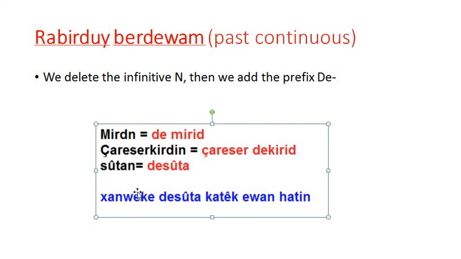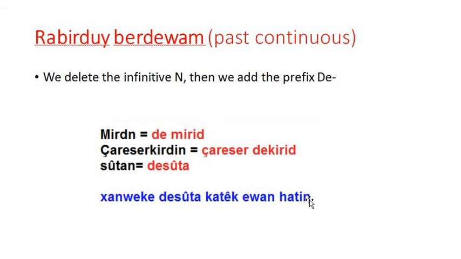Sutan, you say the suta. Anyway, verb sutan, the same thing, you put n away and you put the suta. Okay, it was burning. Suta means to burn. Khan wakad the suta katig awan hatan means the house was burning when they come. When they came, the house was burning. This is how you translate the sentence.